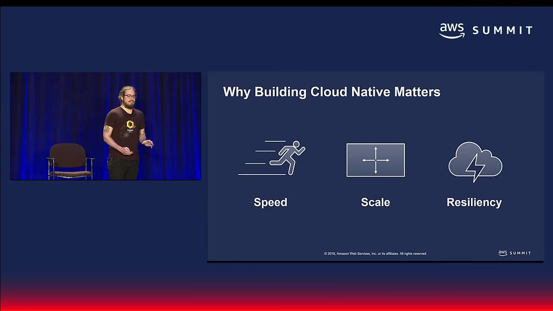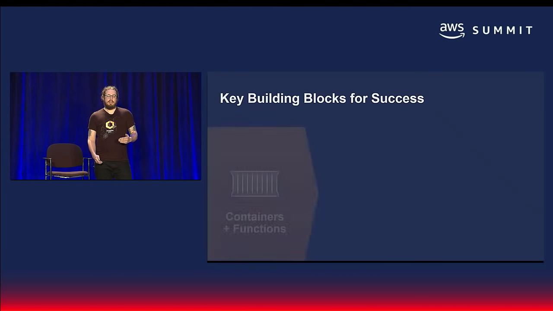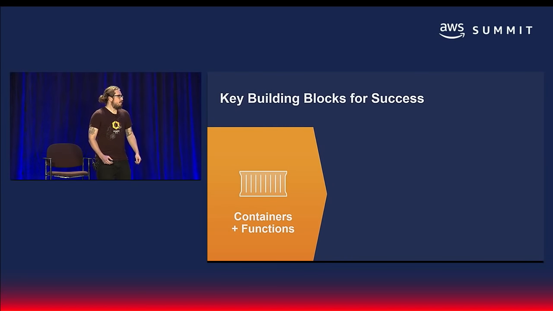So let's look at the building blocks that bring about that speed, that scale, and that resiliency. Key building blocks for success in the cloud-native environment all start with containers and functions. The old model of thinking about an application was thinking about it as code. But in the modern stack, we recognize that an application may start with code, but it's not composed solely of code. For example, let's say you're running a Python application. You're going to need your Python interpreter. A Node.js application, the same thing. Many modern applications have a full stack that has dependencies and a runtime engine in addition to the code.